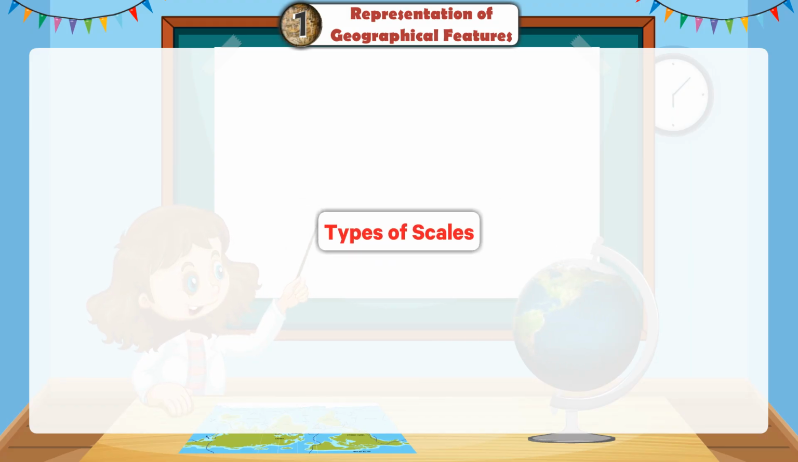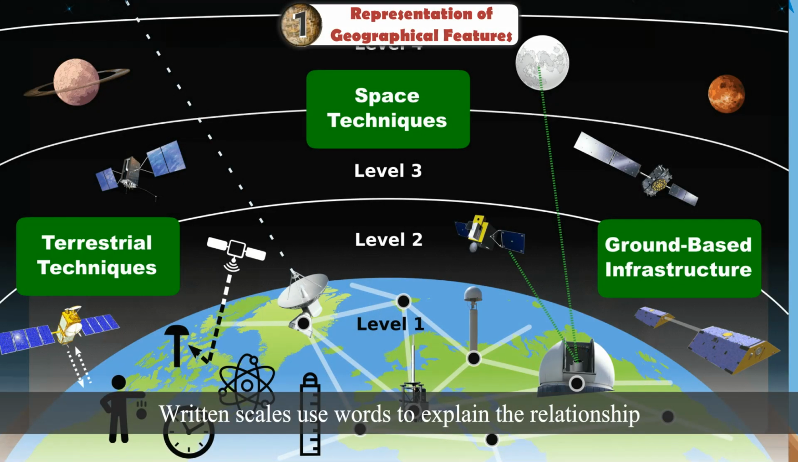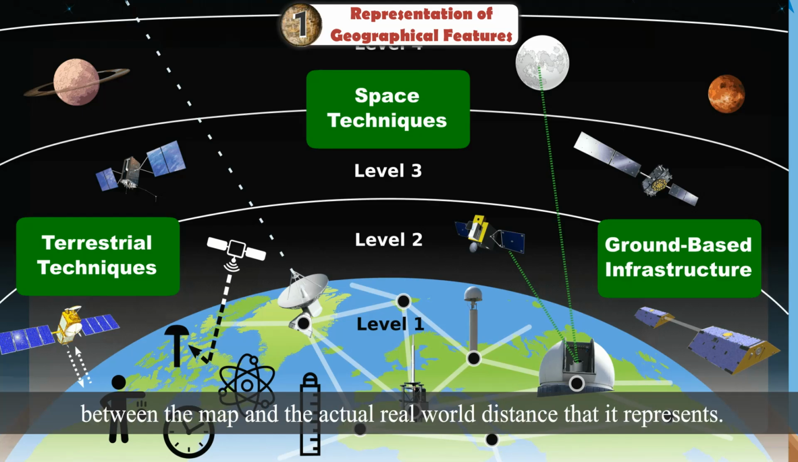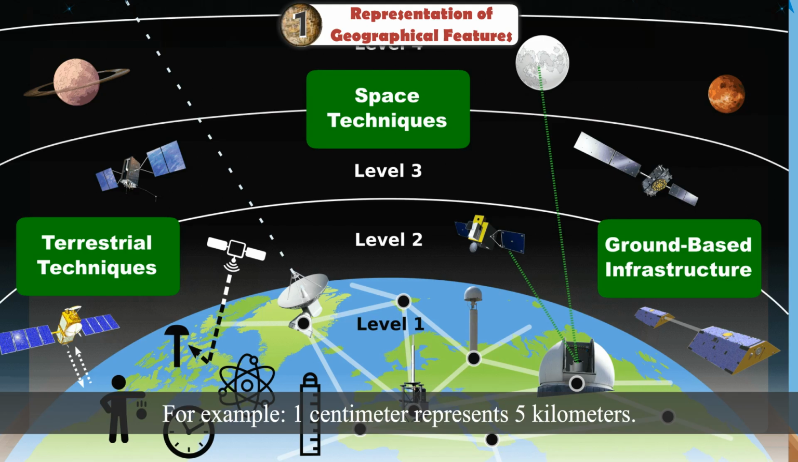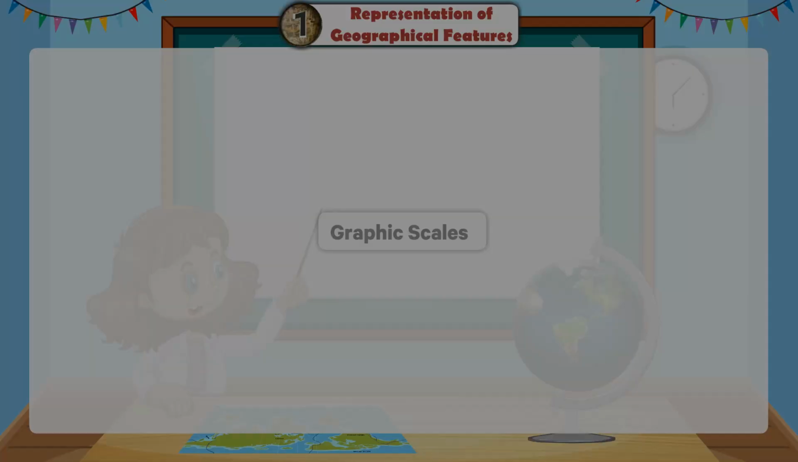Types of scales. Written or verbal scales. Written scales use words to explain the relationship between the map and the actual real-world distance that it represents. For example, 1 centimeter represents 5 kilometers. On the map, it is shown as 1 centimeter equals 5 kilometers.